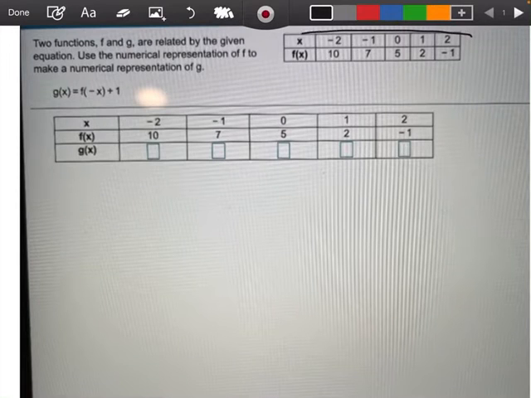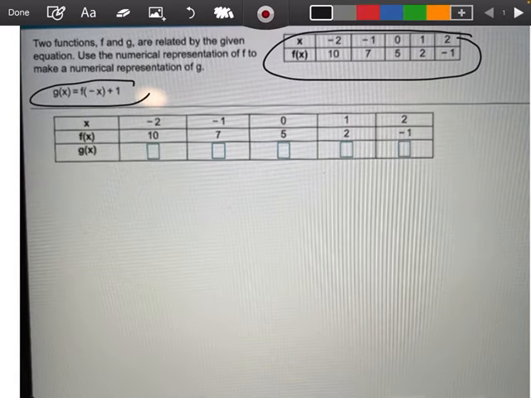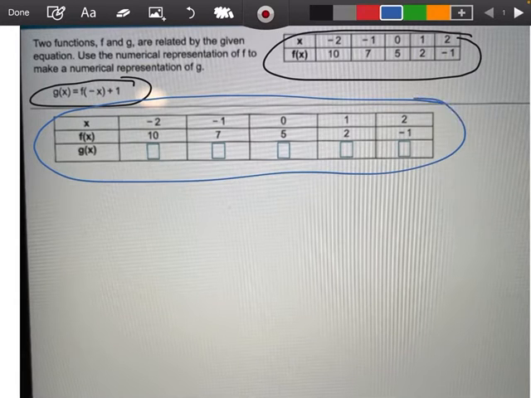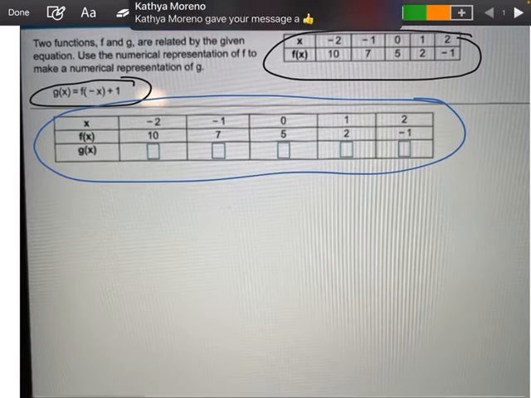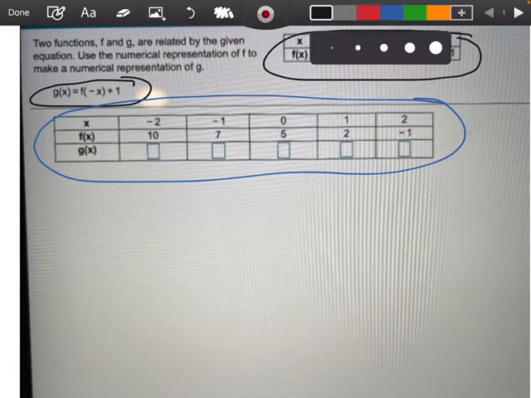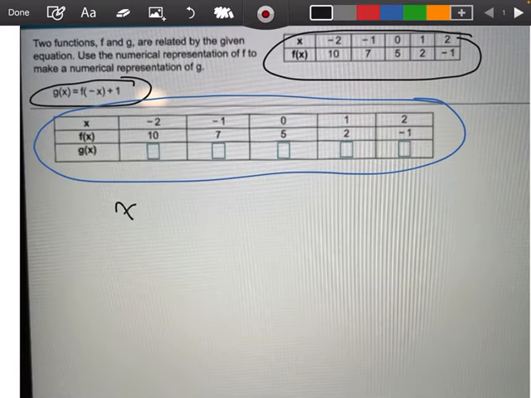Use the numerical representation of f to make a numerical representation of g. Okay, so one thing I want to point out here is my numerical representation of f, and we're going to make one for g. I know that they already give me a table here, but I'm not going to worry about this table just yet. Just like the way we've been doing in the videos, I'm going to make my own table, okay? So let me make my own table.